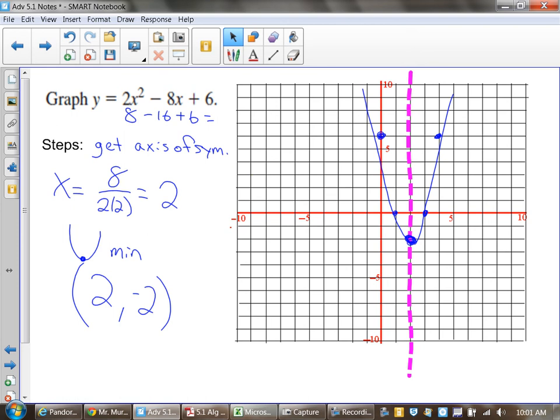What other word in math starts with H? Horizontal. Remember? Horizontal left and right. Vertical up and down. H moves it left and right. K moves it up and down.